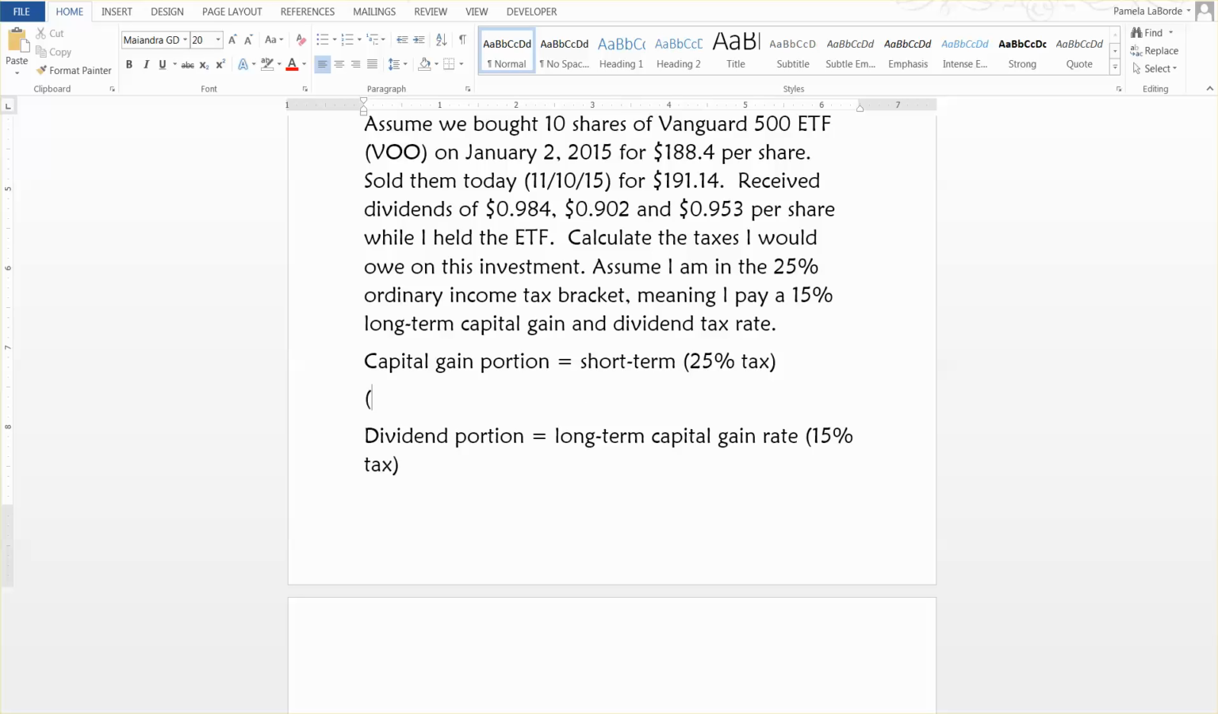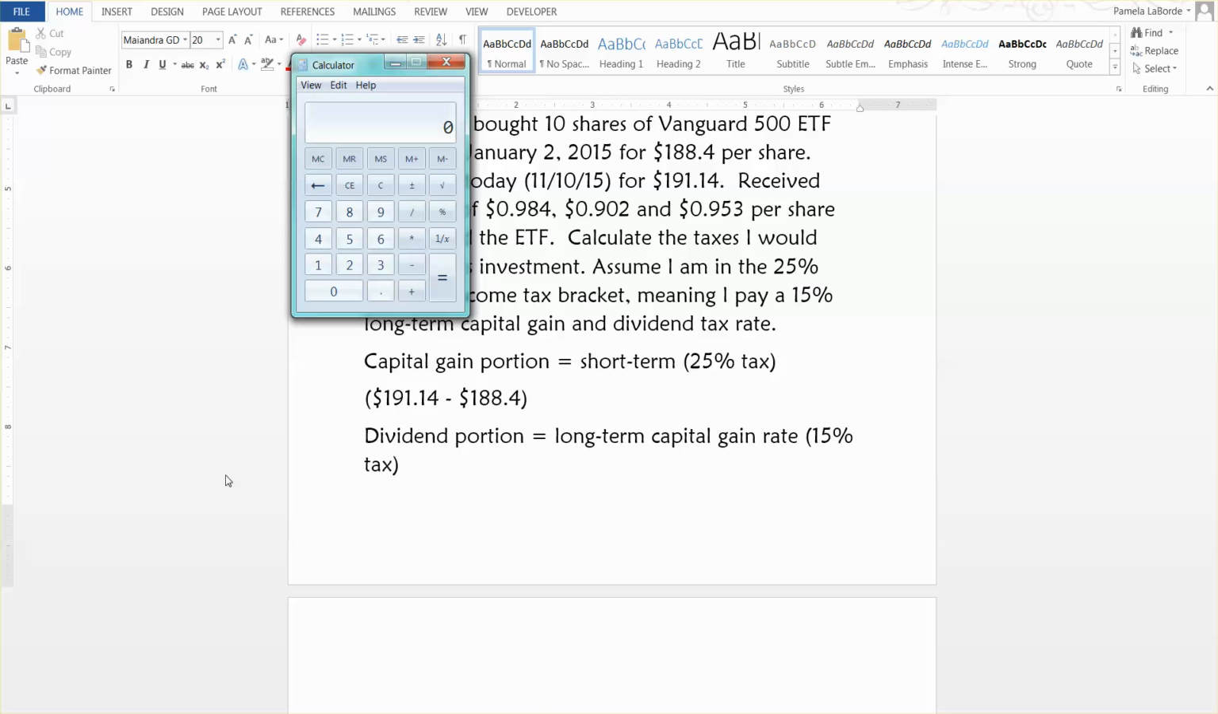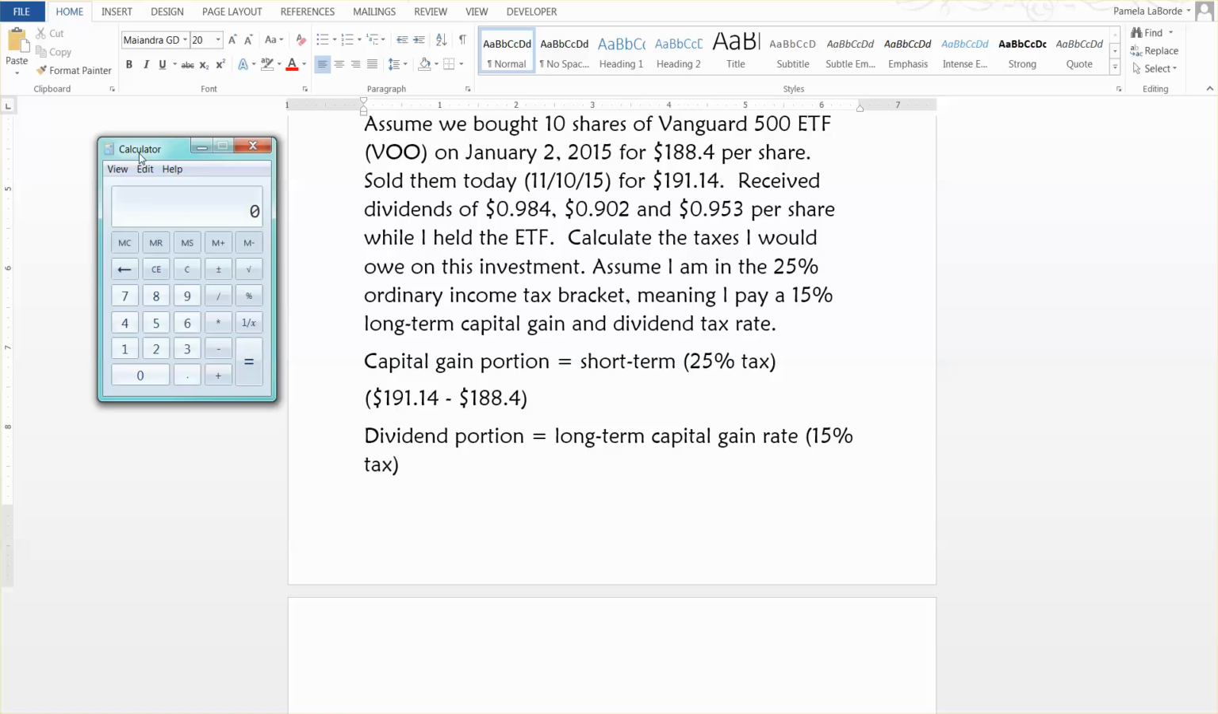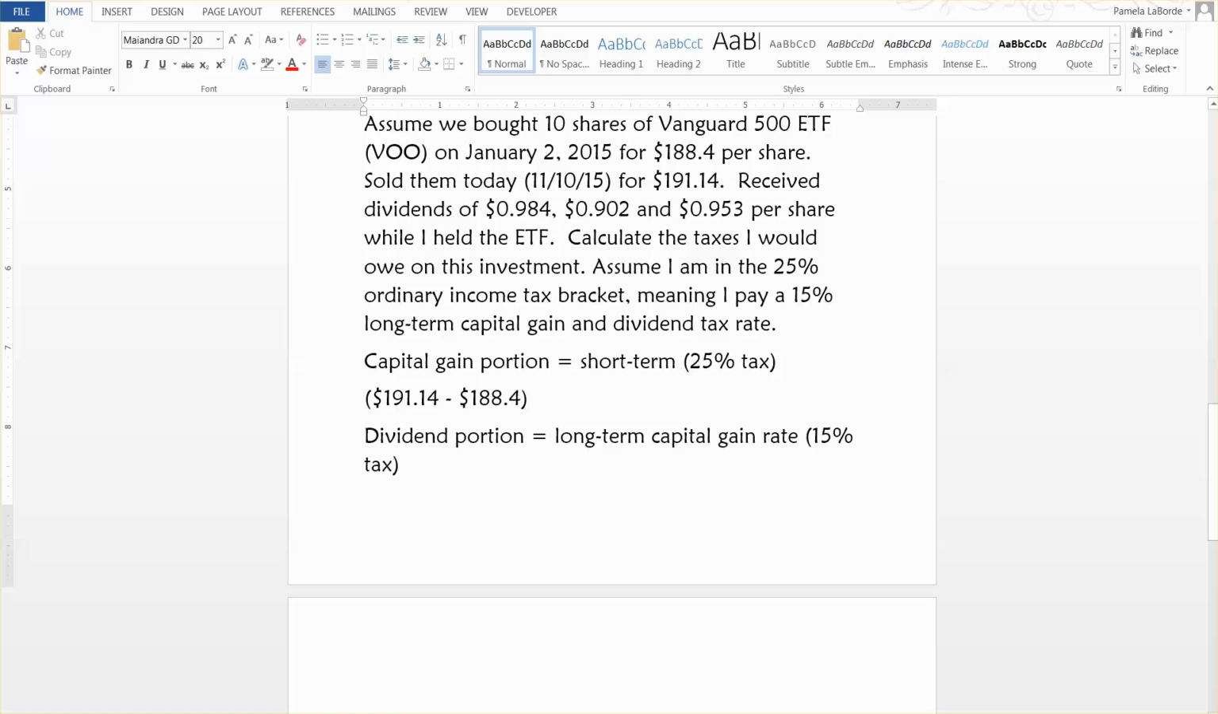So, I sold it for 191.14. I paid 188.4 for it. So, let me just pop my calculator up. So, I have a capital gain of $2.74 a share, not a whole lot. And I purchased and sold 10 shares. So that's 27.40. That is my gain.